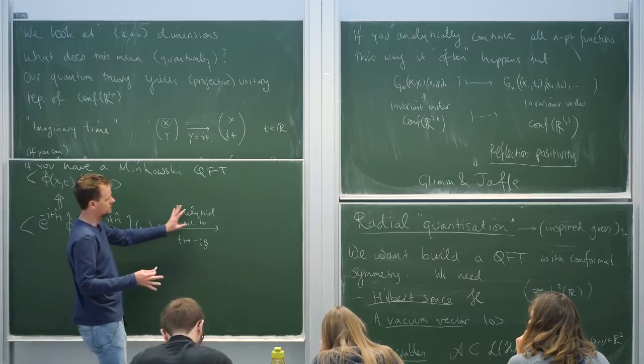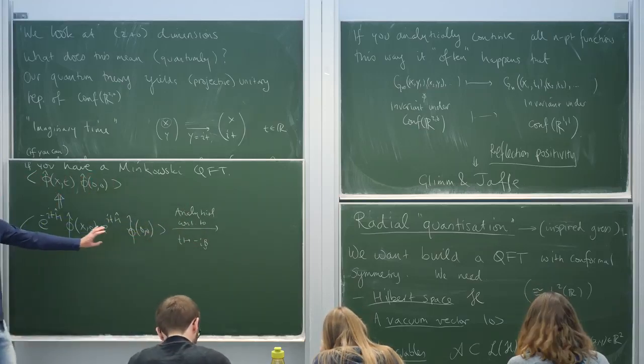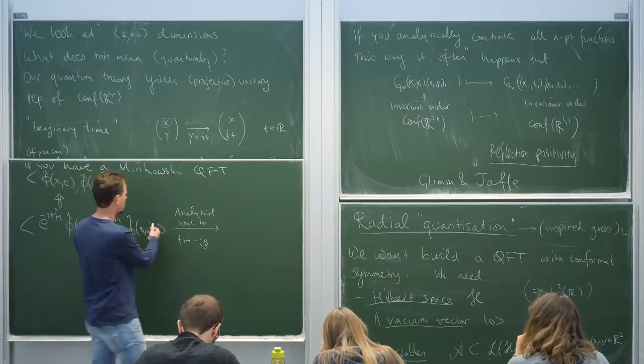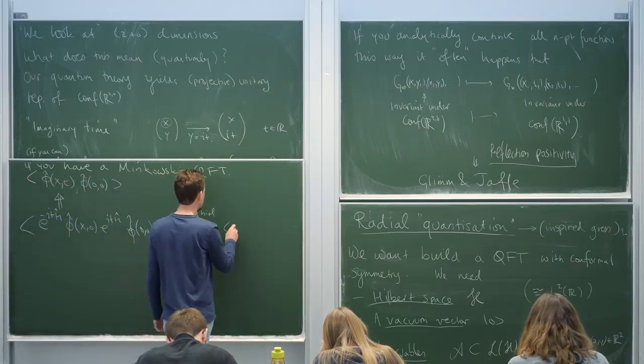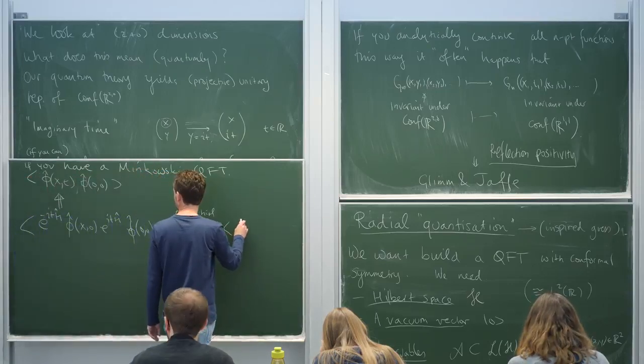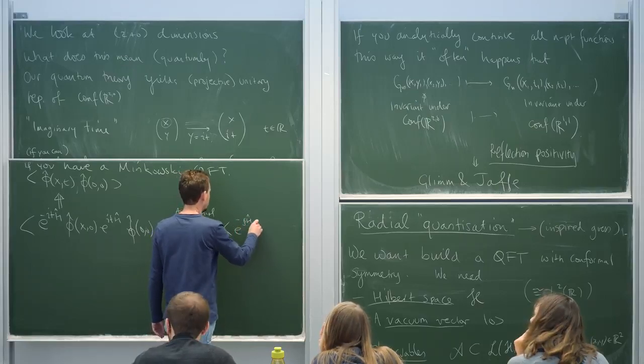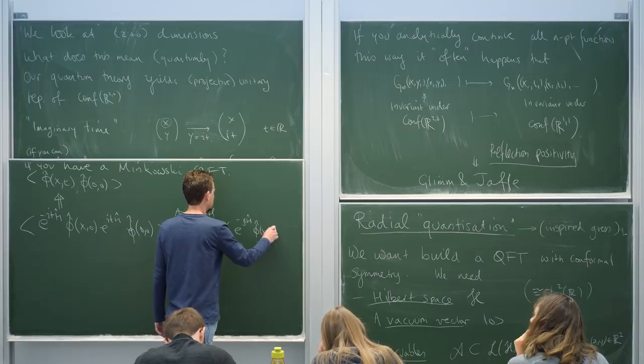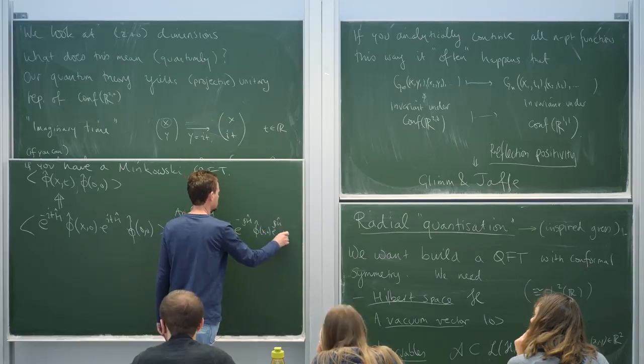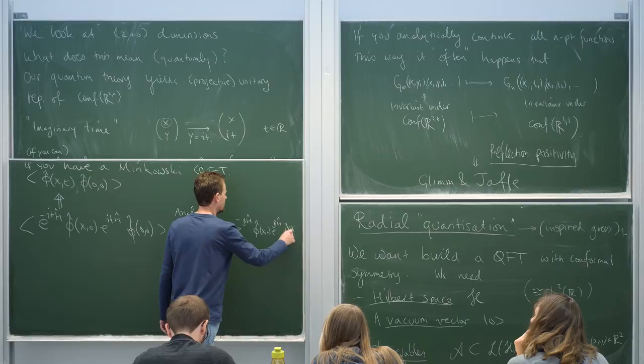Then, supposing this is allowed, you can interpret the result of that as e to the minus beta H hat, phi hat of x comma 0, e to the beta H hat, phi at 0.